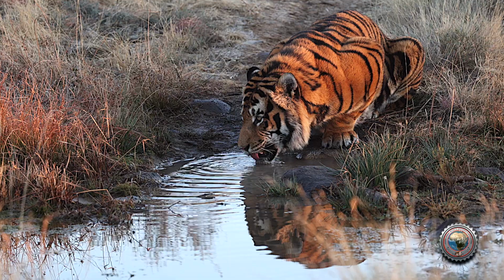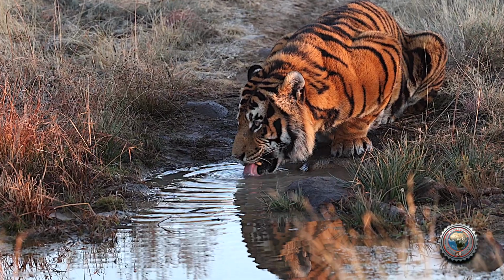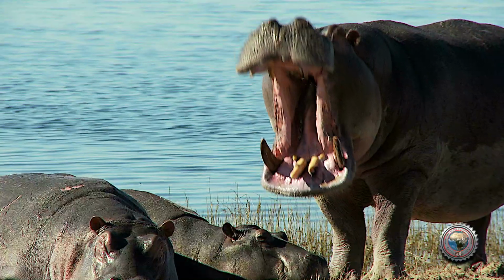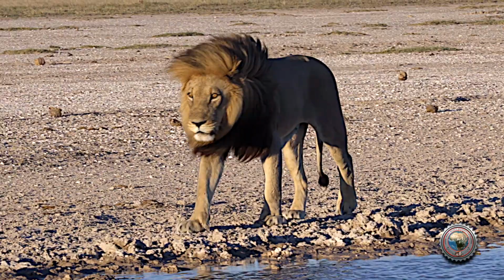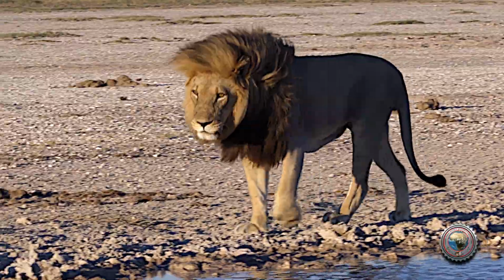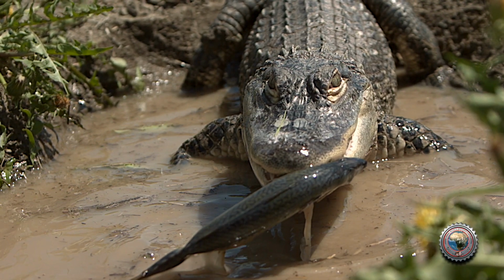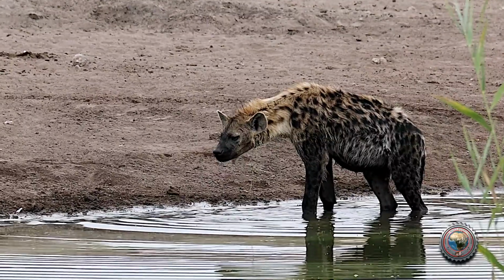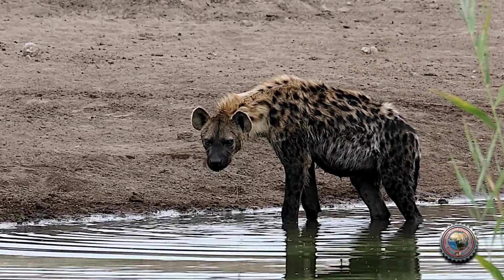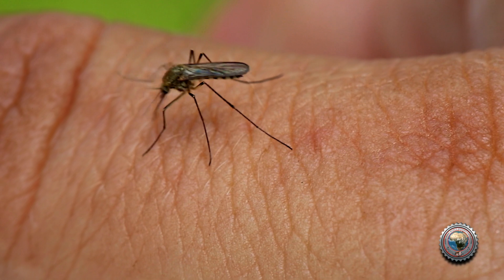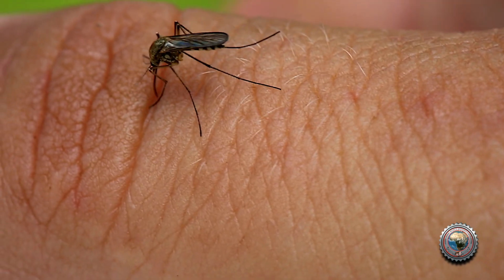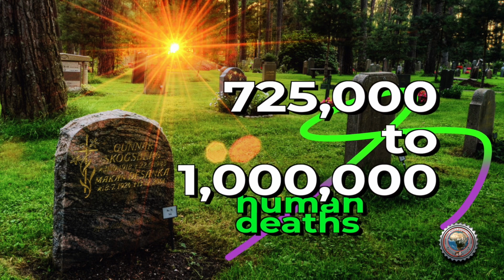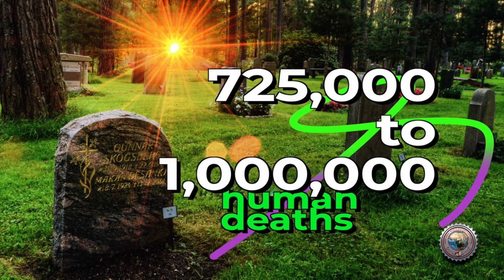When we typically think of deadly animals, images of massive predators like tigers, elephants, rhinos, hippos, wild bears, and lions come to mind. It's natural to associate size and strength with lethality, but as we're about to discover, appearances can be deceiving. Mosquitoes, although small and seemingly harmless, are responsible for between 725,000 and 1 million human deaths every year worldwide.